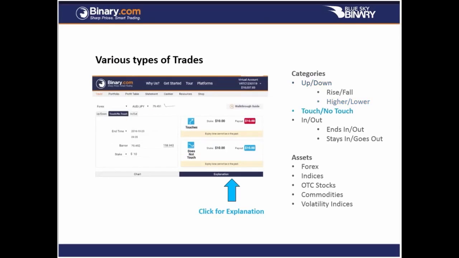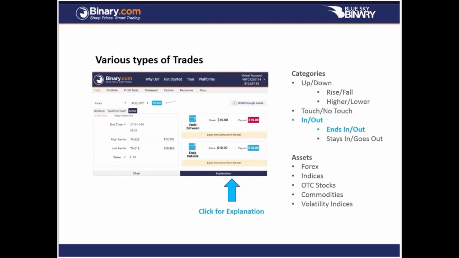Next one is the touch no touch, and this is really simple. Basically, we just select the price, and if we select touch, we win the payout if the market touches the barrier, so the price that we have selected, at any time during the contract period. So time is not relevant in this kind of option. If we select does not touch, of course we win the payout if the market never touches the barrier at any time during the contract period.